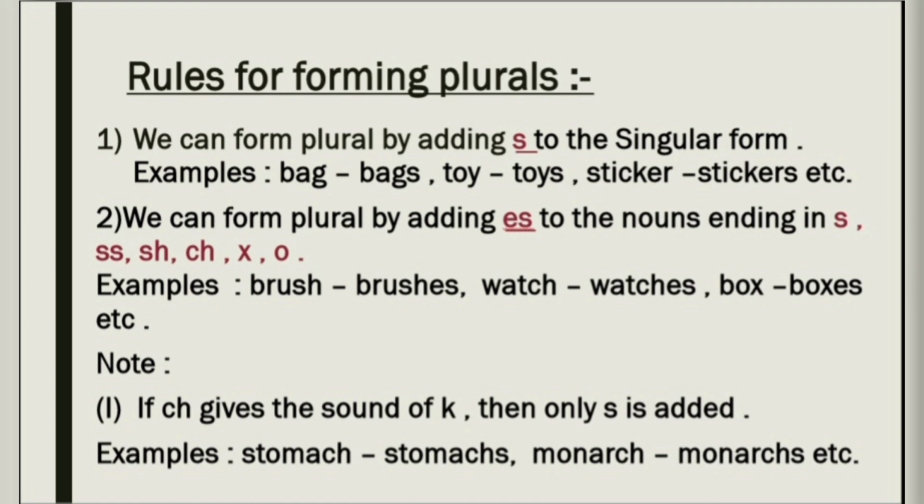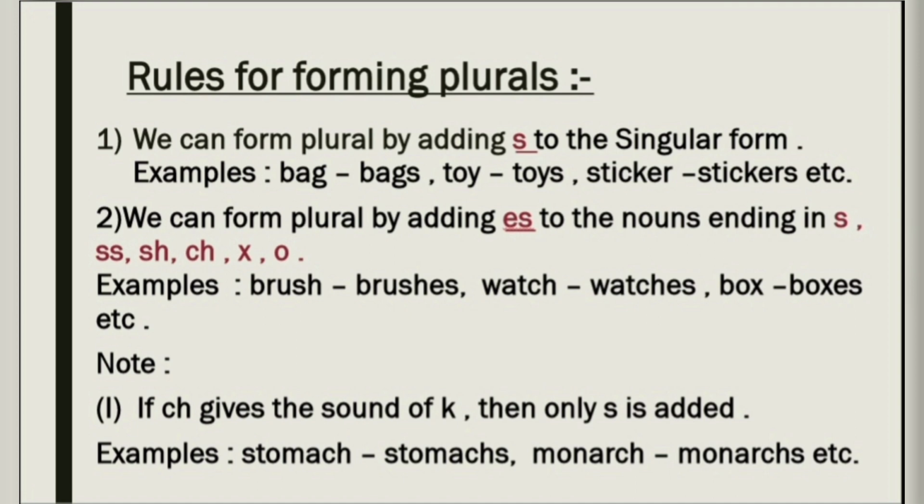The next one is that we can also form plural by adding es to the nouns that end with s. So for the nouns which end with s, what do we do to make plural? We add es to go from singular to plural. If you see these examples here, brush ends with sh. The nouns which end with s, sh, ch, x, o or ss, we add es to make them plural. For example, brush has sh in it, so brushes. Watch has ch in it, so watches.